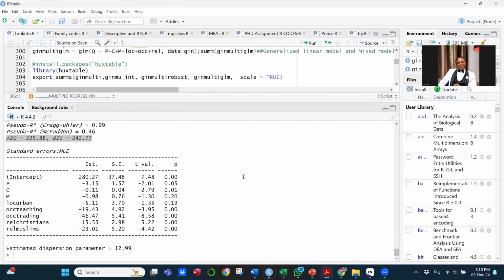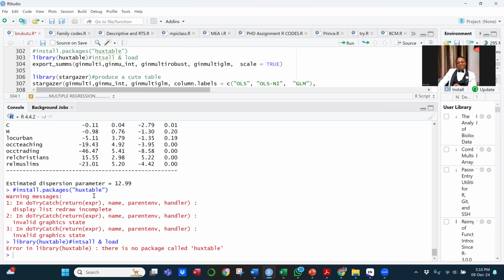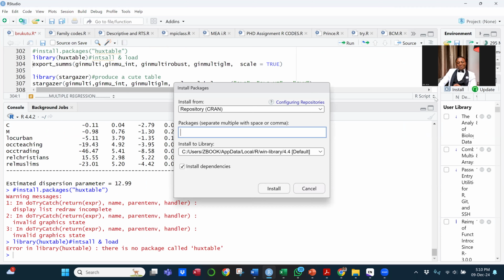I'm going to put this table together here. To do that, you install a package, and again, you have it in your slides. The package is called huxtable. So you install and load this package, huxtable. I hope I have installed. Okay, it says there is no package called huxtable, so it means you have to install. So click install, and then type huxtable, and then click install.